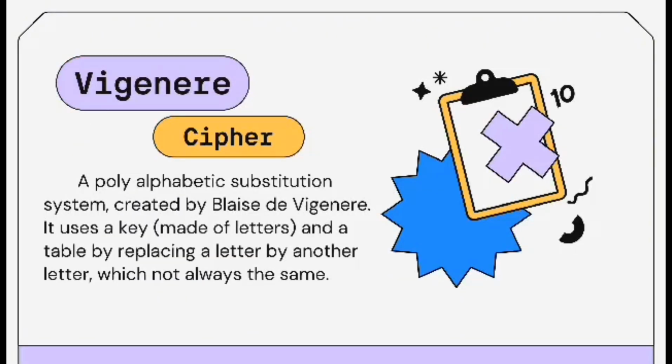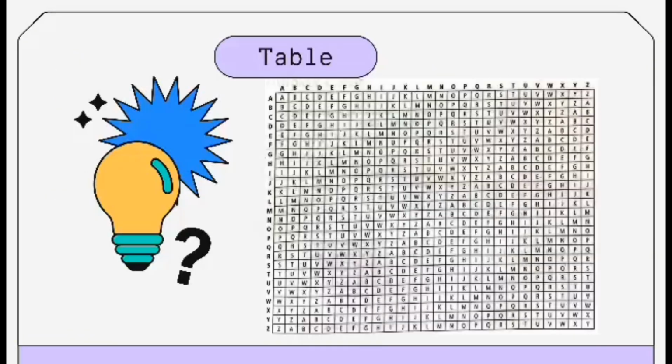The last topic I'm going to discuss is the Vigenère cipher. The Vigenère cipher is a polyalphabetic substitution system created by Blaise de Vigenère. It uses a key made of letters and a table, replacing a letter by another letter, which is not always the same. This table is an example of the Vigenère cipher.